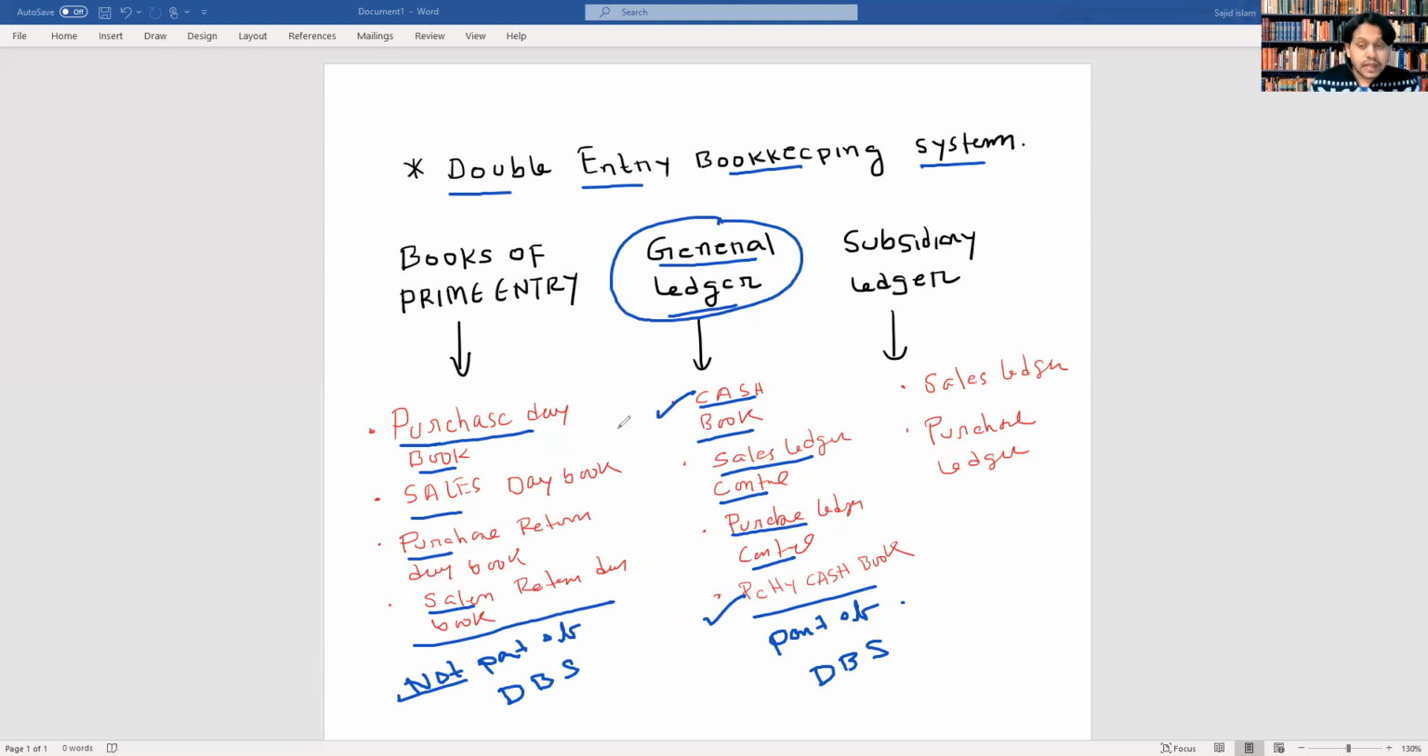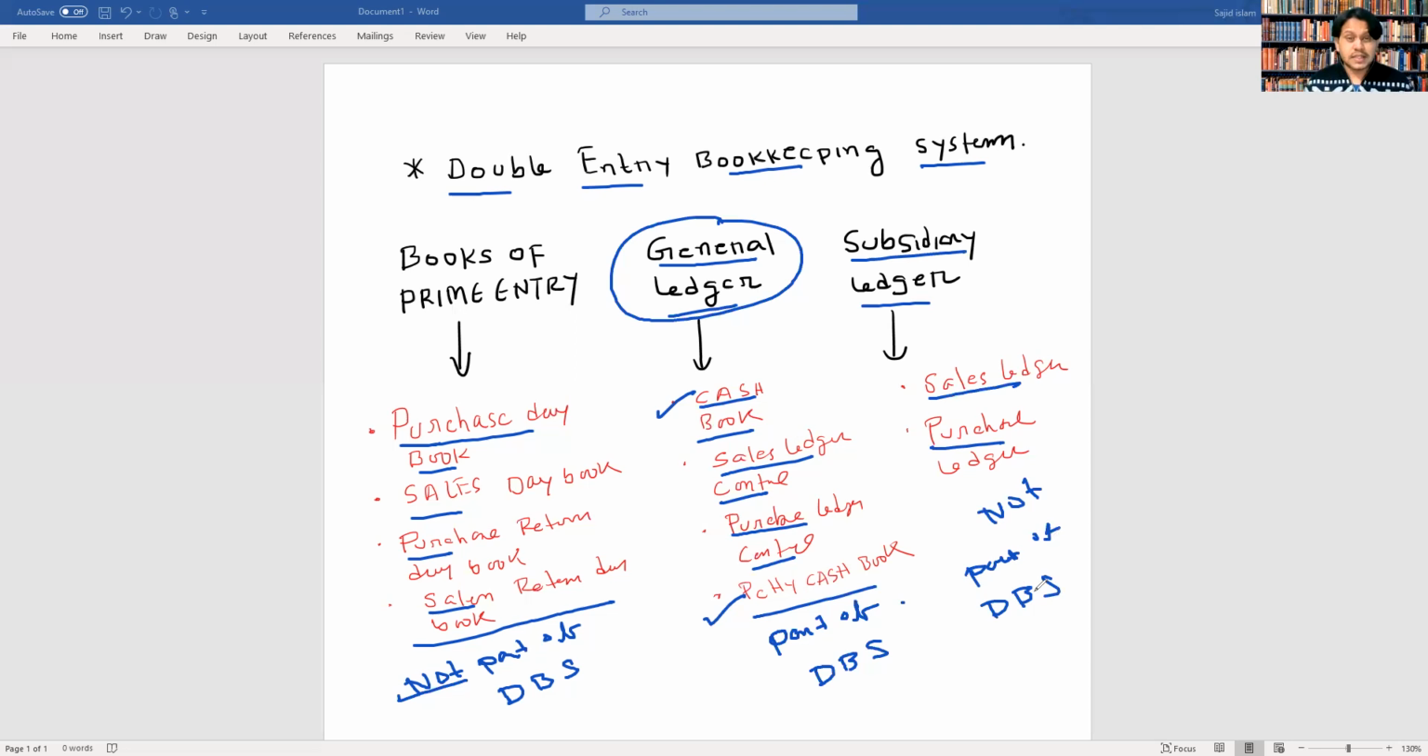On the other hand, we have some subsidiary ledgers. The subsidiary ledgers are the individual ledgers that we make for each individual customer or each individual supplier. For example, the sales ledger and purchase ledger. Remember, they are also not part of the double entry bookkeeping system. So not part of the double entry bookkeeping system.